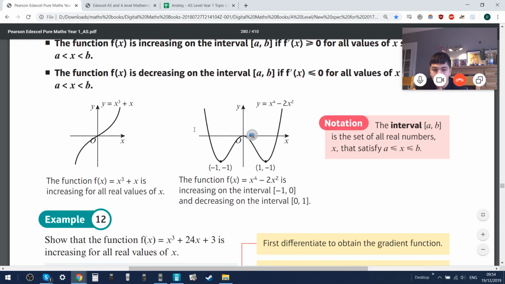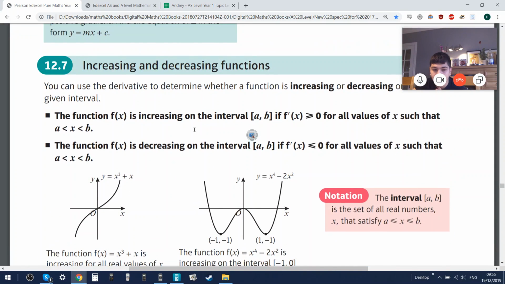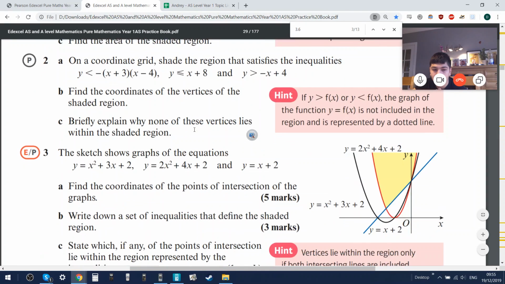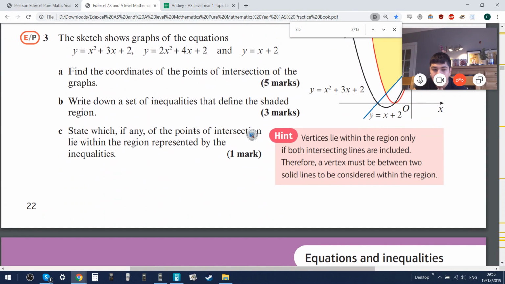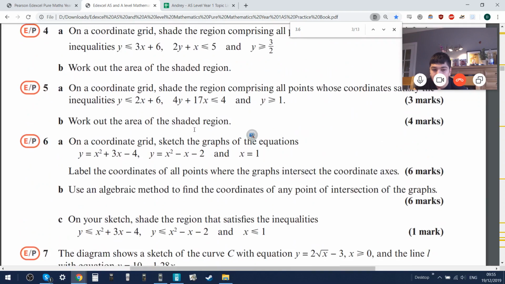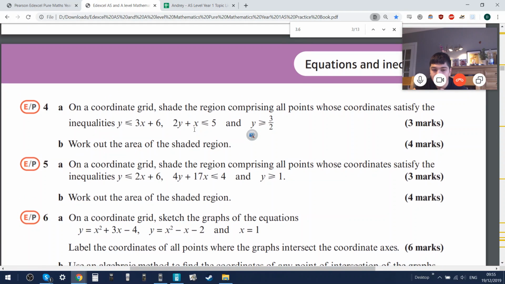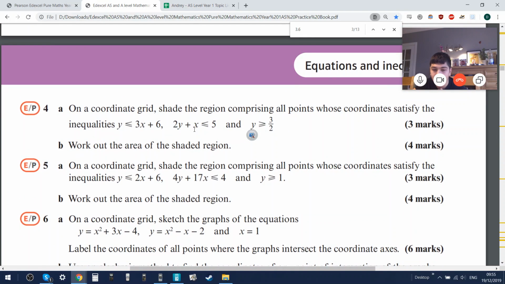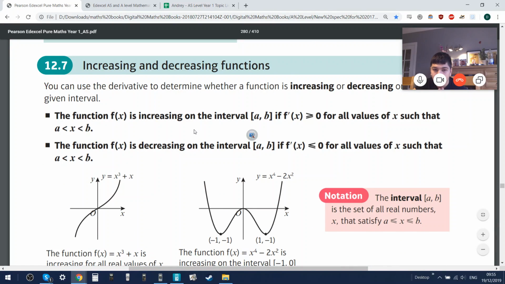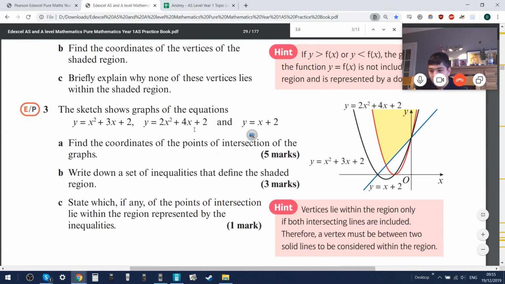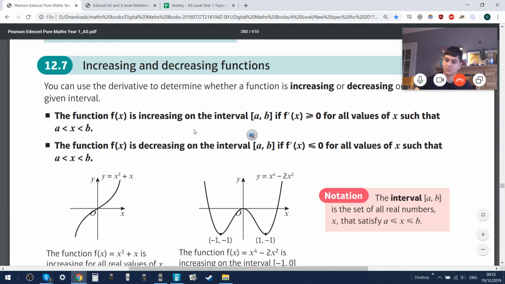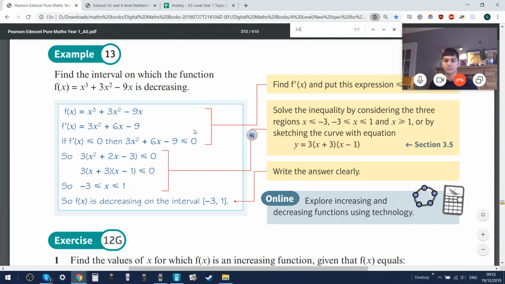Let's see. We didn't, that's differentiation. This one is regions. Shade the region comprising all points satisfying these inequalities. Yeah, tricky stuff. Let me just see something. This was 3.6.